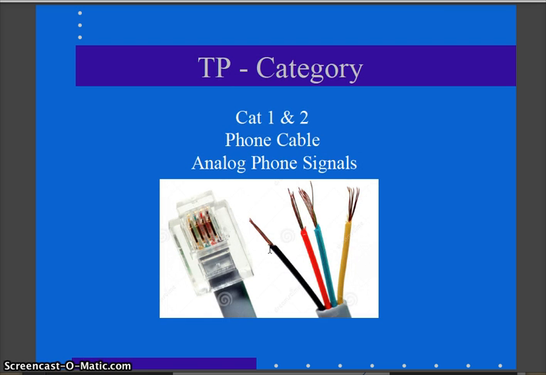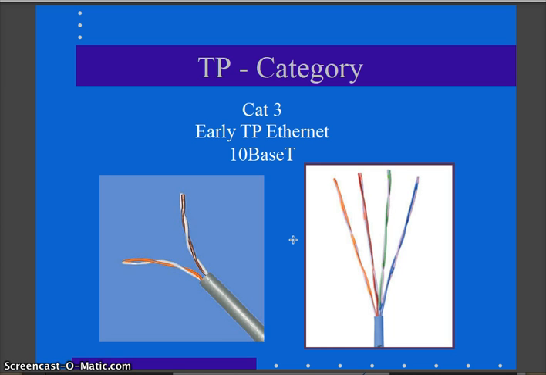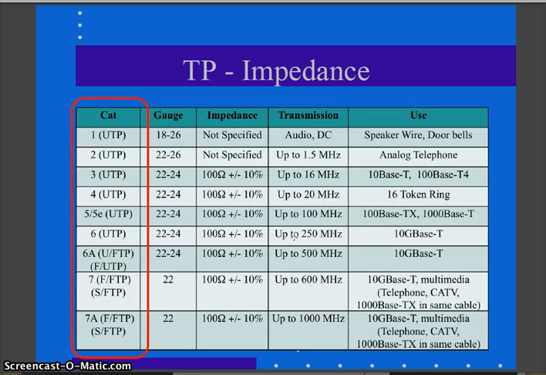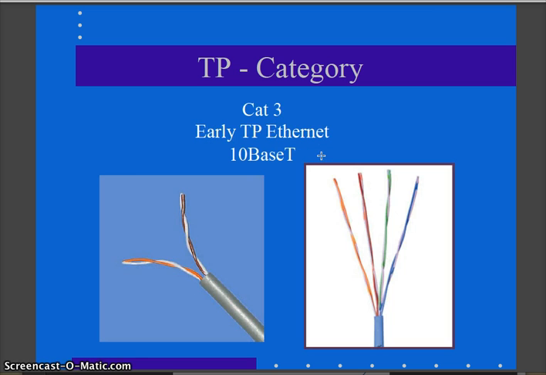So if I take a look, categories basically 1 and 2, if you will, was your typical old phone cable, analog phone signals. Color coded, but not paired or twisted or anything. So able to handle very low amounts of data, in the dial-up modem kind of days. Handful of maybe up to like a meg kind of thing. Not much more than that.